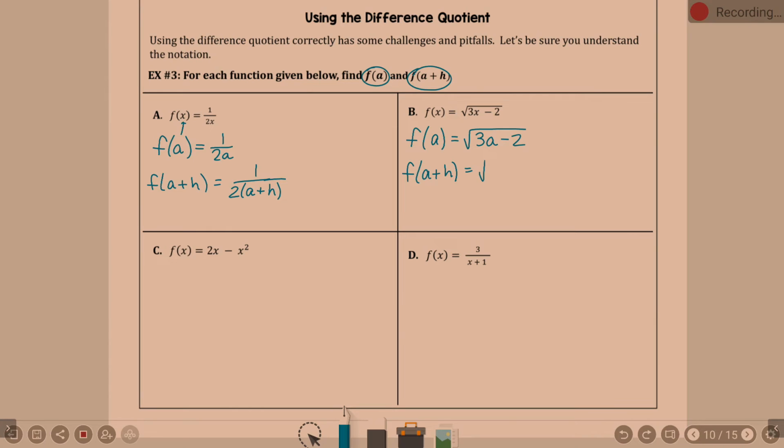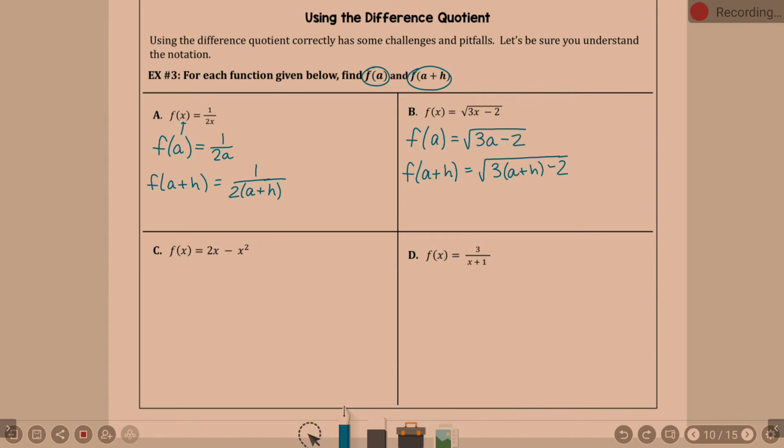So square root of 3, and then it's supposed to be 3 times x, but what am I putting in place of x? a plus h. So 3 times a plus h, minus 2. Why is this easy? Because we're just doing a small little bit right now. But here's the deal: if we don't understand this later on, you're really going to have a lot of problems. That's why it breaks it down to the basics. I didn't clean this one up either. So you could say square root of 3a plus 3h minus 2 if you wanted to.